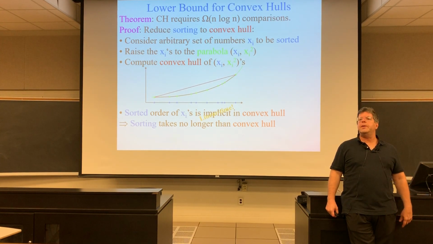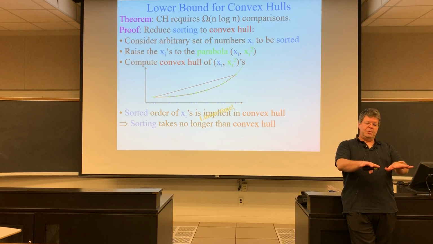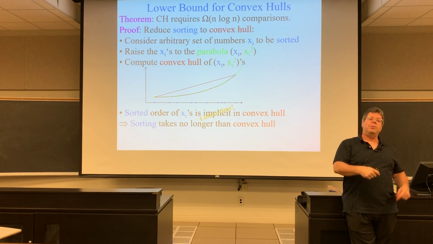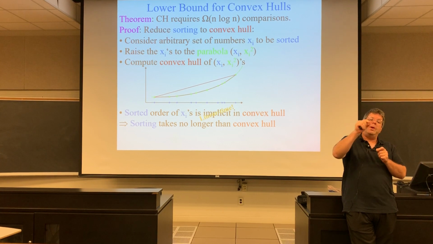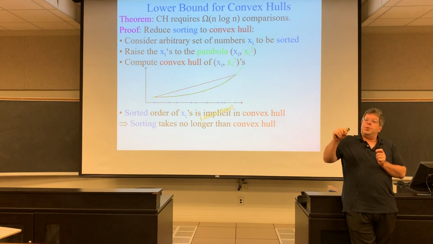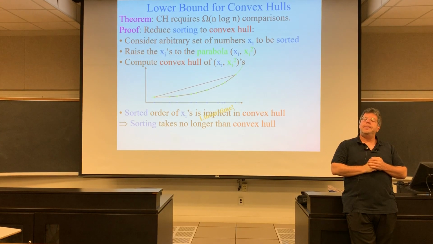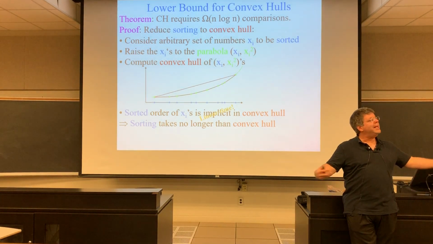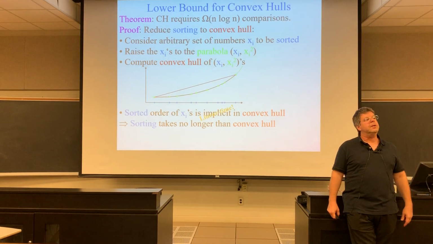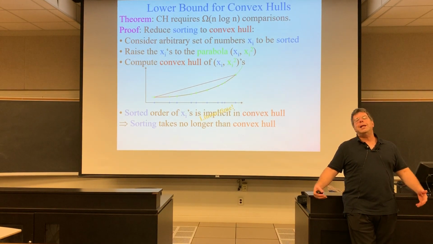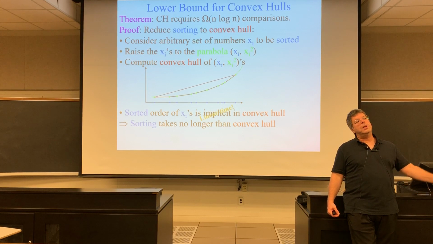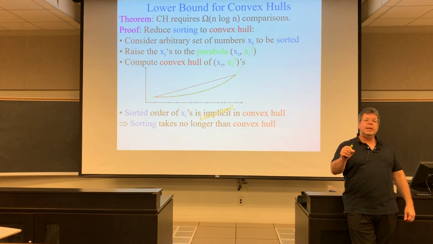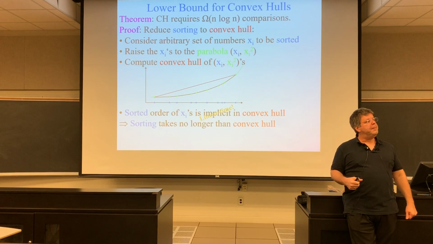How? By taking the numbers to be sorted, not sorting them, instead raising them to the parabola, feeding it to the convex hull subroutine, getting the answer back, and from the answer, walking around the polygon and picking up the sorted order. Then you'll know the sorted order of the blue points, the original input, and we sorted in linear time, if that thing ran in linear time. If it ran in any less time than n log n, we would have sorted within that time, because the extra work we did, other than calling that subroutine, was a linear amount of work.